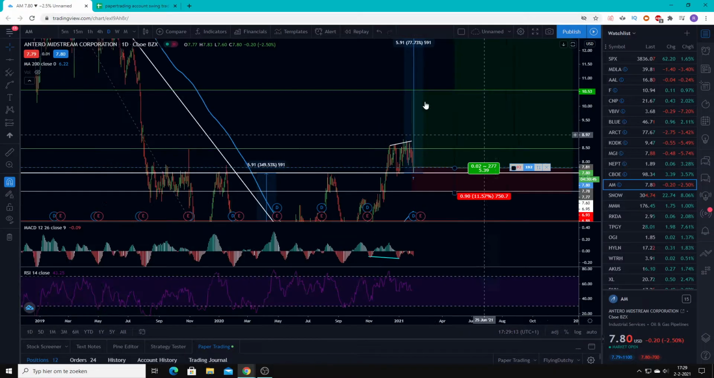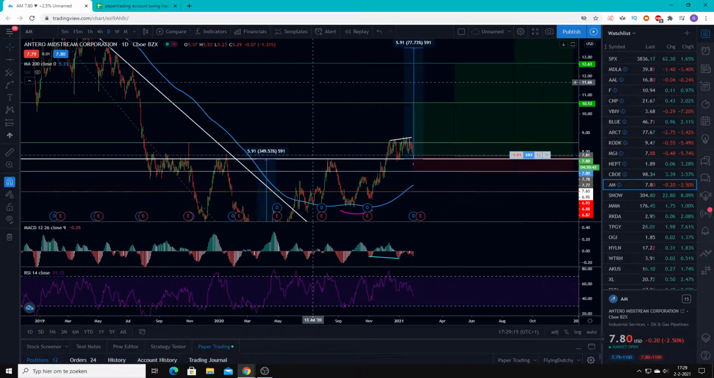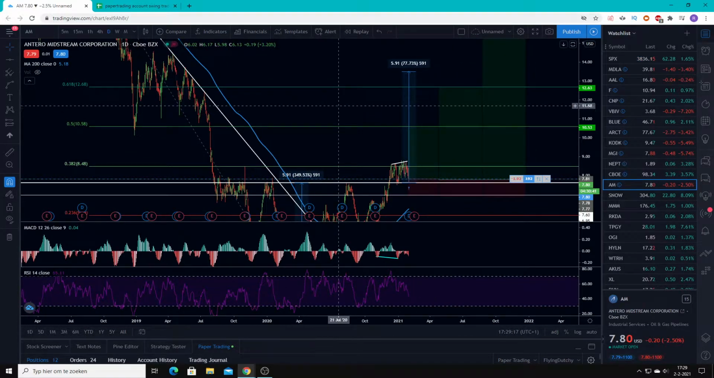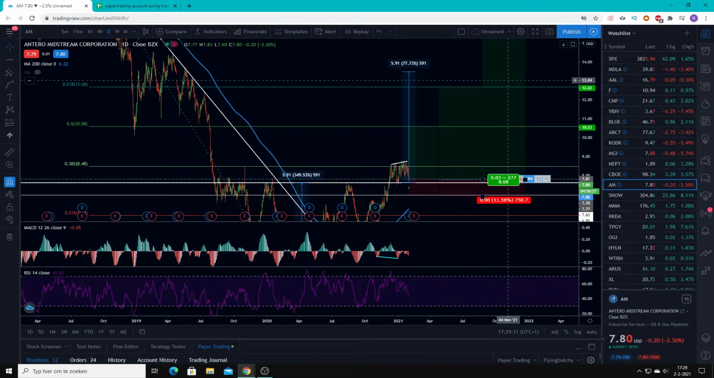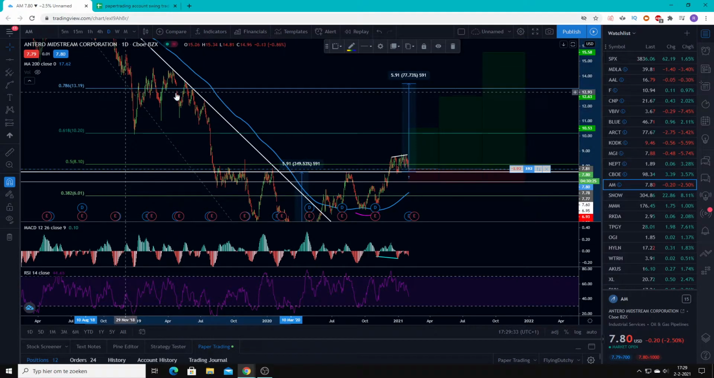The second target, where we are going to sell 25%, is going to be the 0.618 Fibonacci line. And that is a target of 12.63. We sell 48 there. And we also sell 48 here at our last target. And that is going to be the 0.786 Fibonacci line.